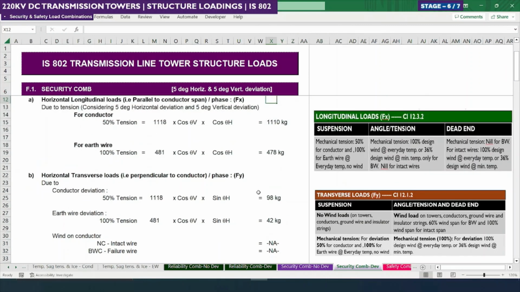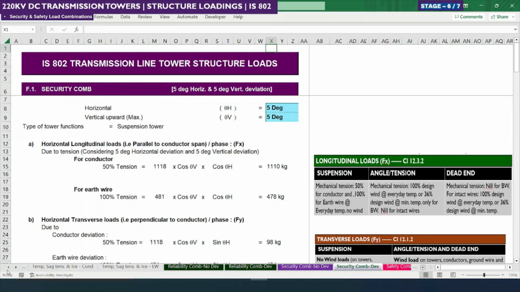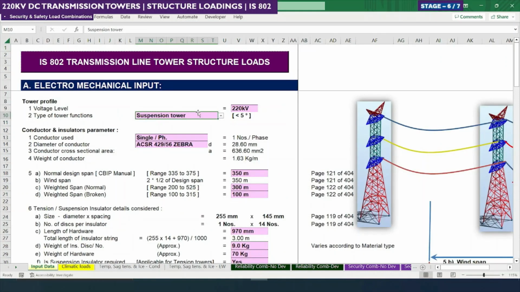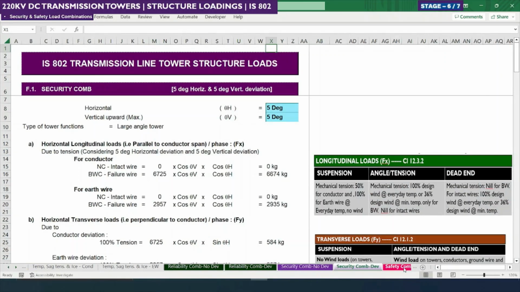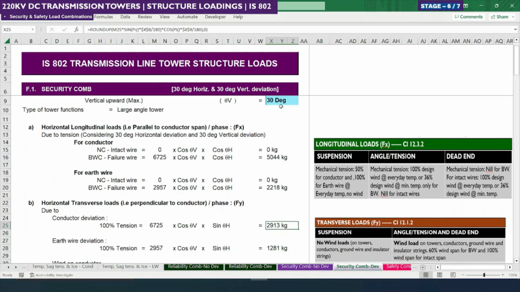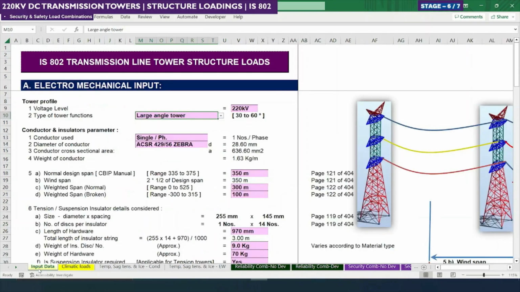remains same. So in case of the large angle tension towers, with deviation you can go up to 30 degree to 60 degree, whatever it may be. So entire thing is getting changed. So here you can see a larger value on the transverse side in case of large angle towers. So likewise this calculation is adaptable for all kinds of towers.